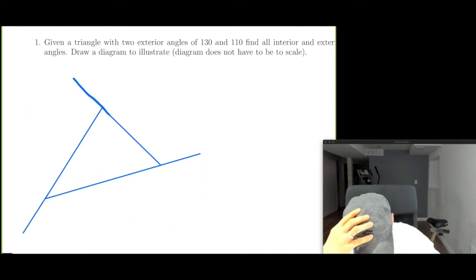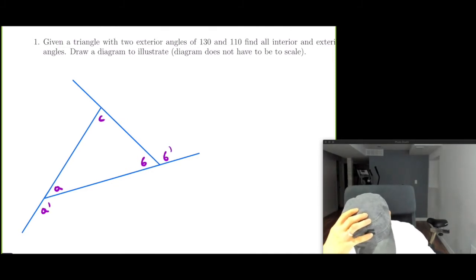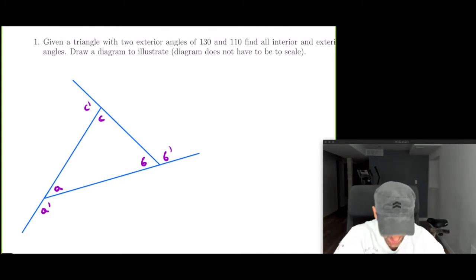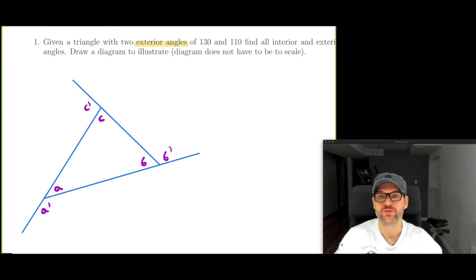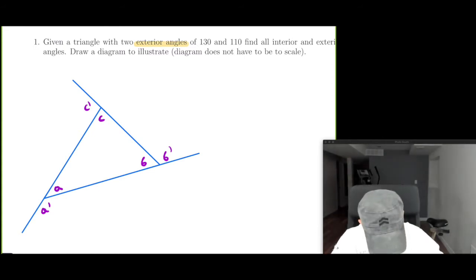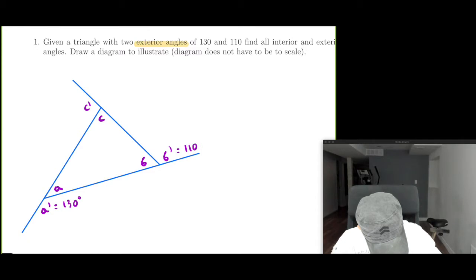So we're going to have interior angles, let's say A, B, and C, and our exterior angles are A prime, B prime, and C prime. Those are the exterior angles. Now, we know two of them. By eyeballing it, I'm going to say 130 and 110. So let's say this one is 130 degrees, and this one right here is 110 degrees.